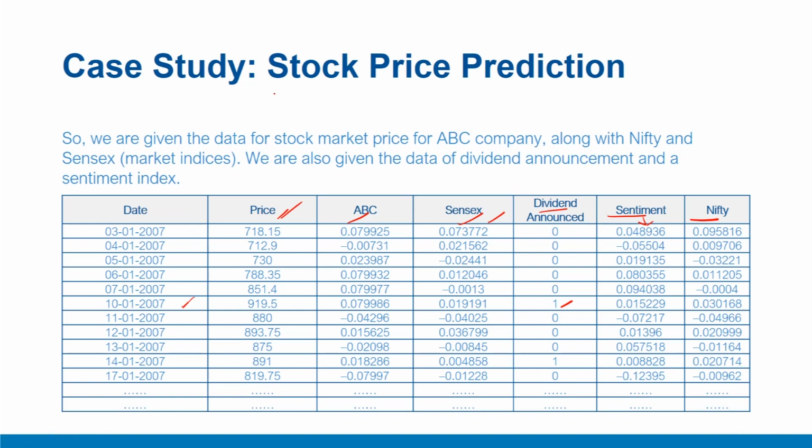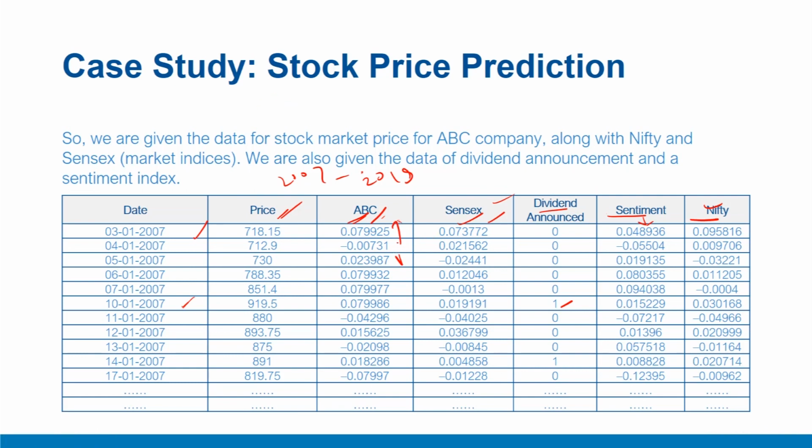Now consider a portfolio manager who has built a model for a particular stock. The manager wants to predict whether in the next period the stock price returns will go up or down. That means whether the return will be positive or negative. Data starts from 2007 and goes on till 2019. So we have approximately 13 years of data, and we have daily returns for ABC, which is basically the change in price here in this column. Along with that, we have variables, market index variables like Nifty, Sensex, sentiment, and dividend announced as we discussed.